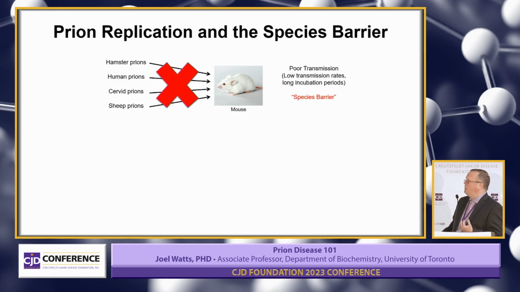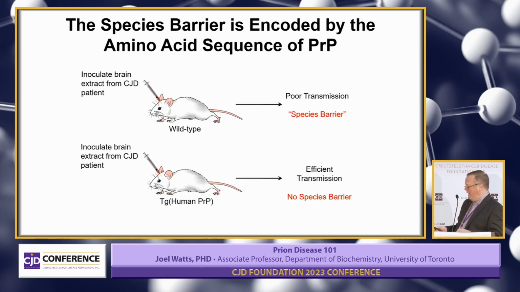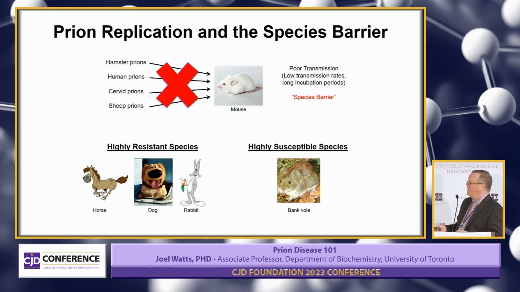Now, in reality, there's a spectrum of prion disease susceptibility. So things like mice and hamsters are kind of in the middle. On the very resistant side, you have animals like rabbits, horses, and dogs, which are almost or completely resistant to prion disease. At the other end, you have the bank vole, which, for those of you who've seen me talk before, I'm the bank vole guy. Dr. Castilla is also a bank vole guy.